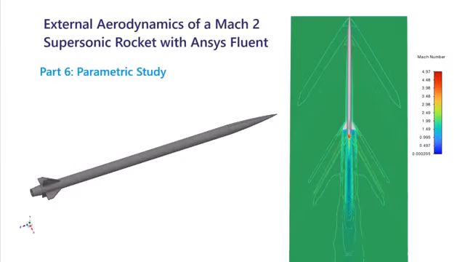In the sixth and final video of this series, we'll use the existing simulation case to set up a parametric study. The Fluent parametric workflow enables running multiple simulations with the same geometry at varied operating conditions. This is useful to investigate the rocket performance over different speeds or altitudes with different atmospheric pressures.